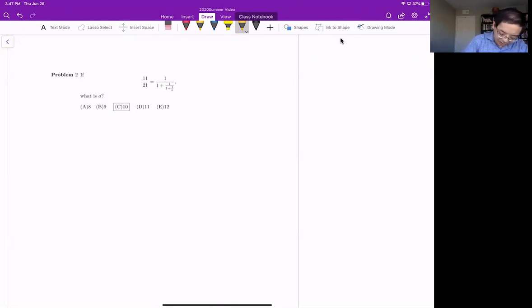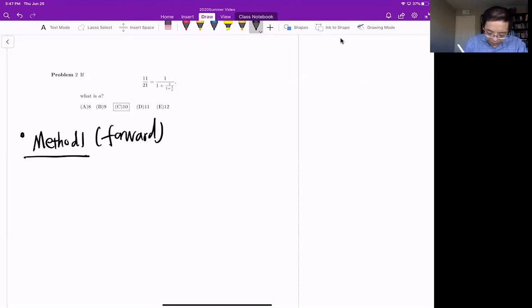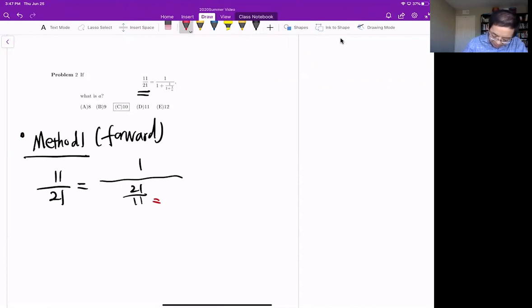All right, so first let's look at the forward method. So method 1, forward. All right, so you see the goal is we start from the 11 over 21. So this is the original fraction. We need to write it in terms of 1 over something, and then there are several layers, right? Okay, so the first layer, we write this as 1 over 21 over 11, right, clearly. And this one, 21 over 11, you see it can be written as 1 plus 10 over 11. So this moves to 1 over 1 plus 10 over 11, right?